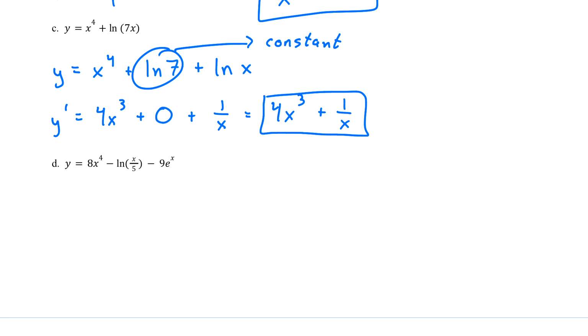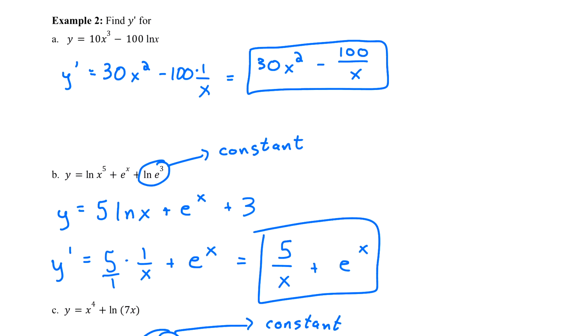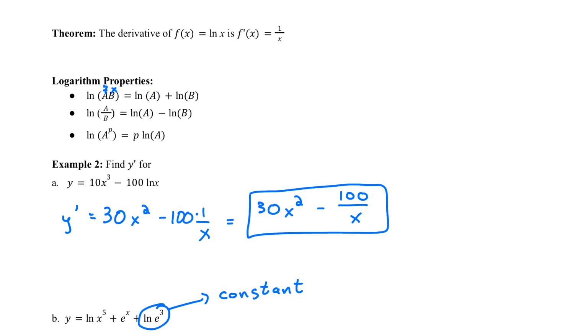Our last example that we have here, we've got y equals 8x to the fourth power minus natural log of x divided by 5 minus 9 times e to the x power. So again, what's inside of my natural logarithm is a little bit more complicated than just x. In this case, it's x divided by 5. So I'm going to have to make use of my logarithm properties one more time. And this time around, it's going to be that second logarithm property. I think this one's a little bit easier to see because we can see that fraction. So I can split this logarithm up into two separate logarithms, and I can say, well, that's natural log of the numerator minus natural log of the denominator.